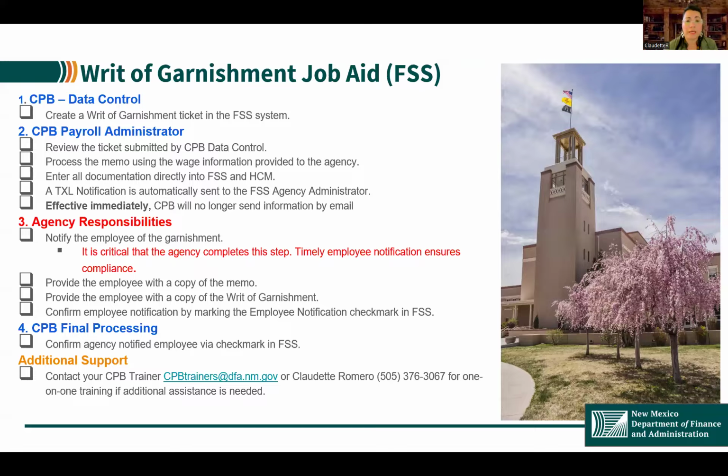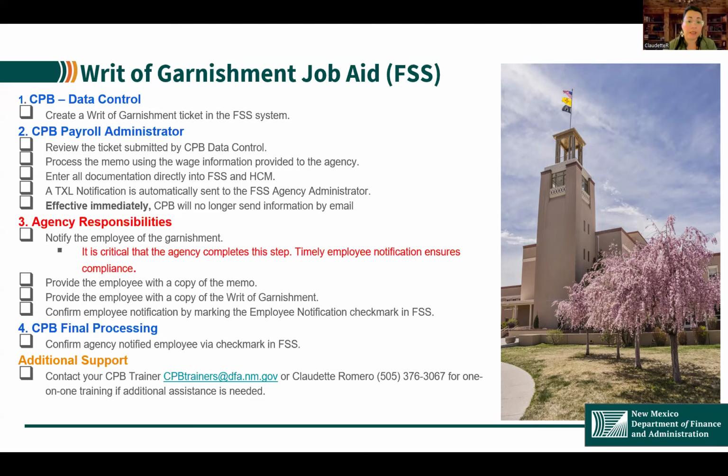And then it'll go to the CPB administrator who's going to review the ticket submitted by CPB data control. They're going to process their memo using the wage information that's provided on the garnishment, enter the documents directly into FSS, and then a TXL notification is going to be sent to the FSS agency administrator. Not everybody will see or have access to be able to see a writ of garnishment. It will be specifically the FSS administrator that will see that.